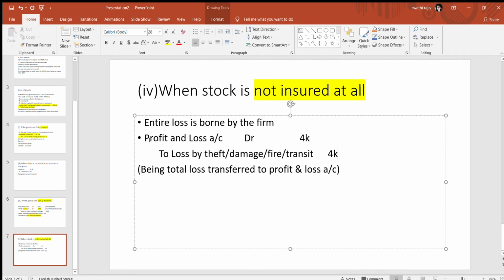So in that situation, what we will do is: profit and loss account debit, to loss by theft, damage, fire, etc. Whatever the reason is, the entire amount will be transferred to the P&L account as a loss. It's not an income, it is an expense for us. It is a loss, right? Thank you.